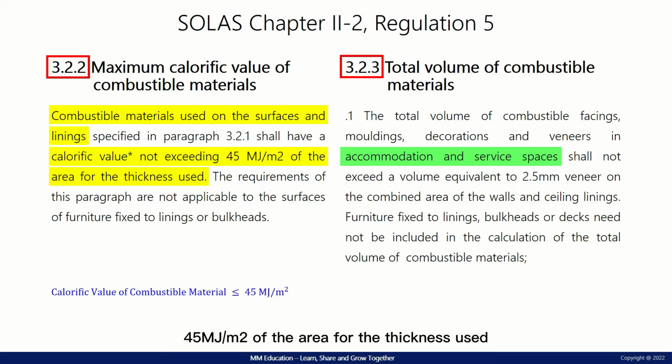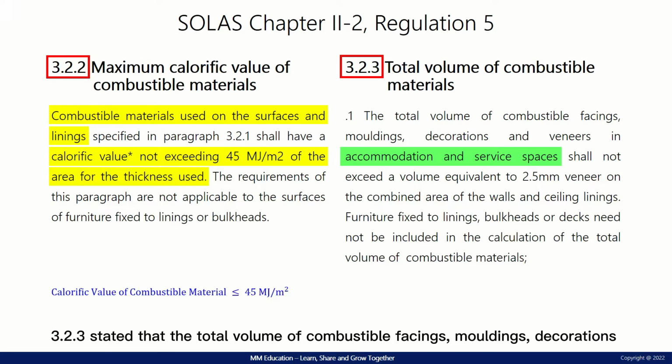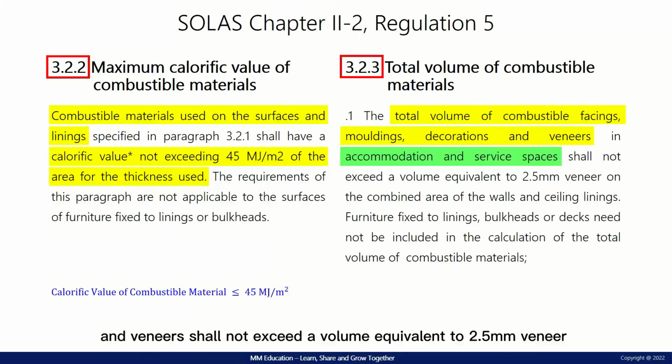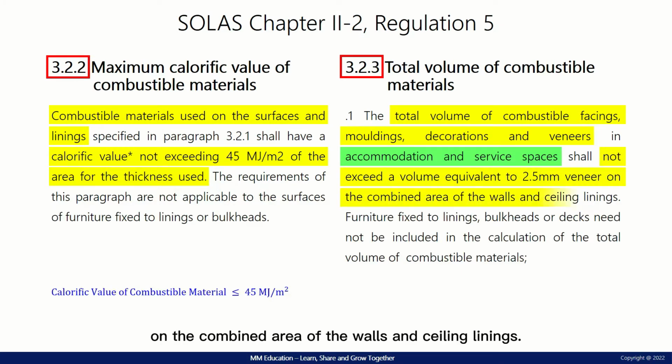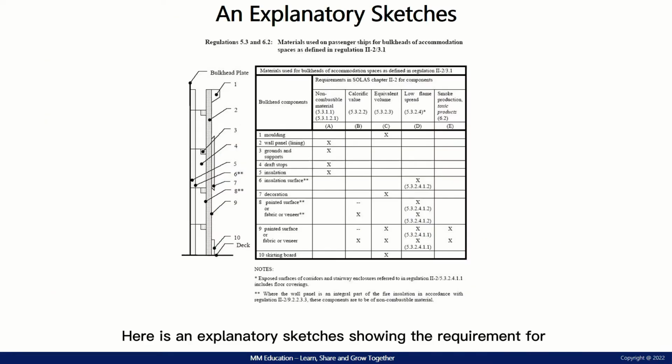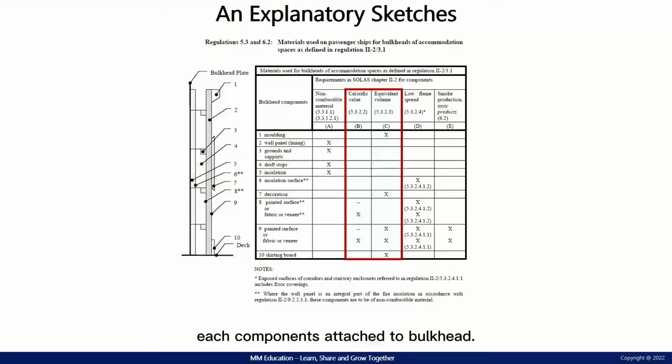the thickness used. 3.2.3 states that the total volume of combustible facings, moldings, decorations, and veneers shall not exceed a volume equivalent to 2.5 mm veneer on the combined area of the walls and ceiling linings. Here is an explanatory sketch showing the requirement for each component attached to the bulkhead.